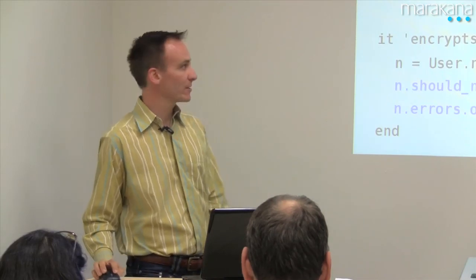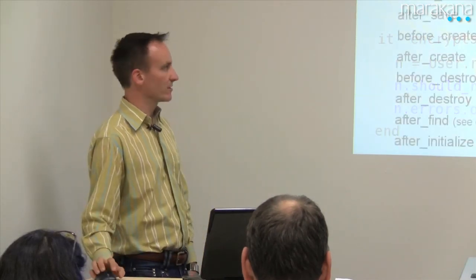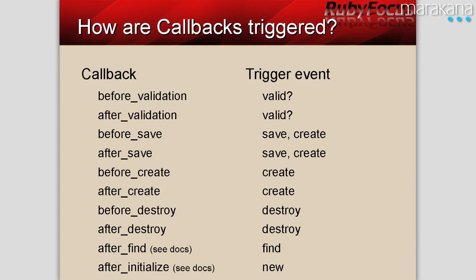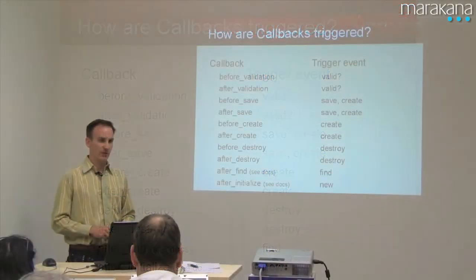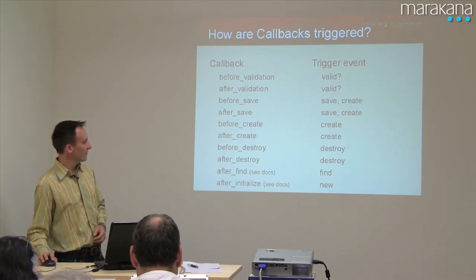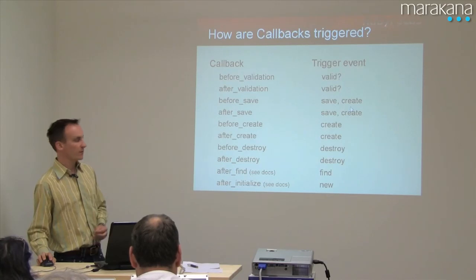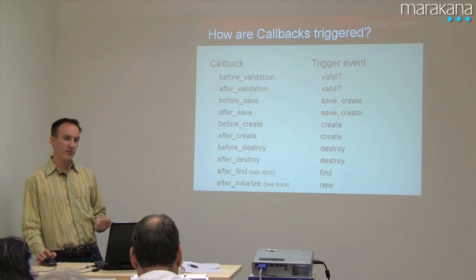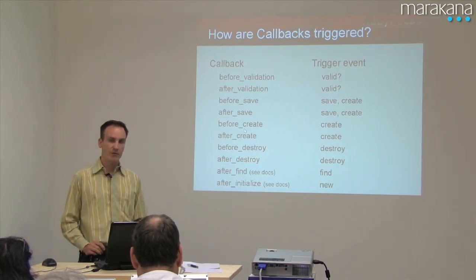How are the callbacks triggered in ActiveRecord? There's a series of them. We have before validation and after validation. Those get called when you call valid?, and valid? is also invoked implicitly by .save and .create. And you can do stuff right after validation, but before saving. Then we have the before save and the after save, and those get invoked on create and save. You have before create, which is a flavor of the before save, but it only happens when the object is brand new on create.